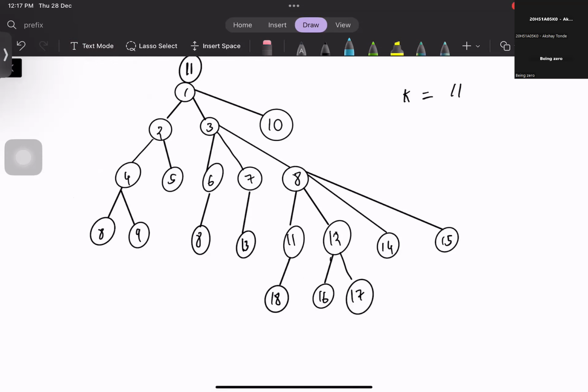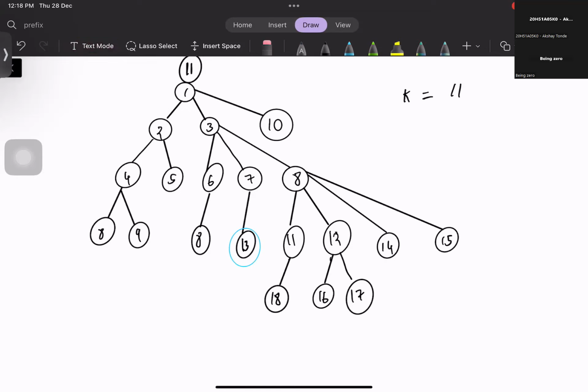Now in the question, there is a chef who wants to tag people. He can start with any of the leaves, but we don't know which leaf he'll start from. He can choose any optimal one. So let's dry run taking one of the leaves, and then let's see how he can choose an optimal one. In case he chooses this, chef can basically move to any adjacent node from the current leaf node.